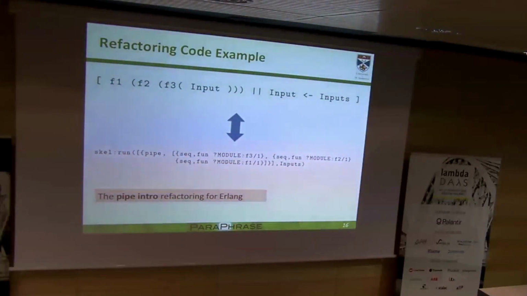And this is just an example of what these refactorings actually do. So here at the top of the slide, this is just an example piece of Erlang. So the user's written some function, some list comprehension with some function applications here. If he selects this in our refactoring tool, it will rewrite it. If he wants to introduce a pipeline, it will rewrite it to the thing on the bottom, where he has a call to Skel with a pipeline, where each of these functions becomes a different stage of the pipeline. Okay.